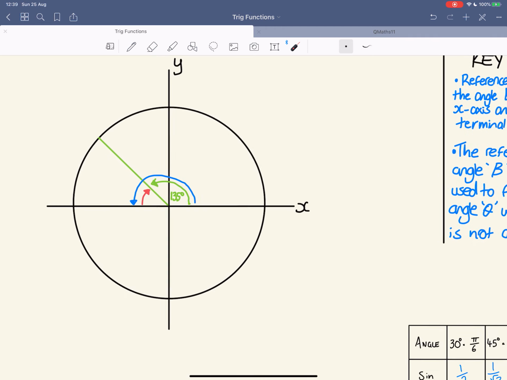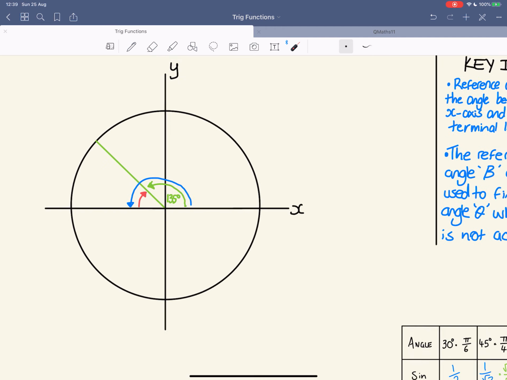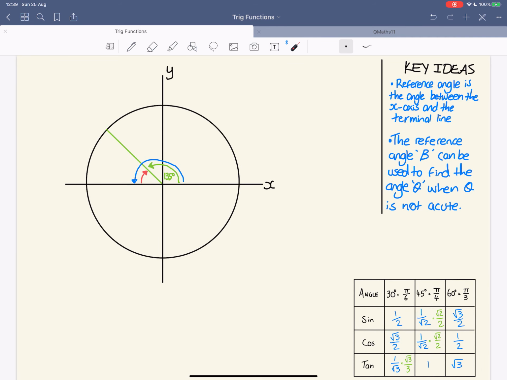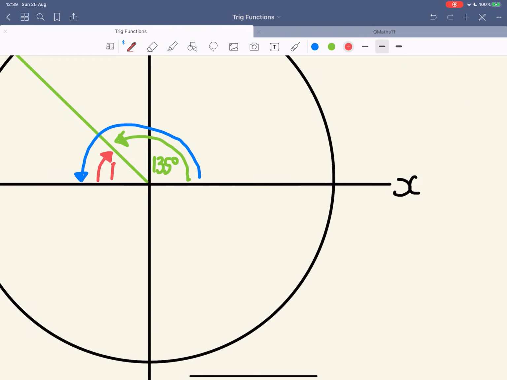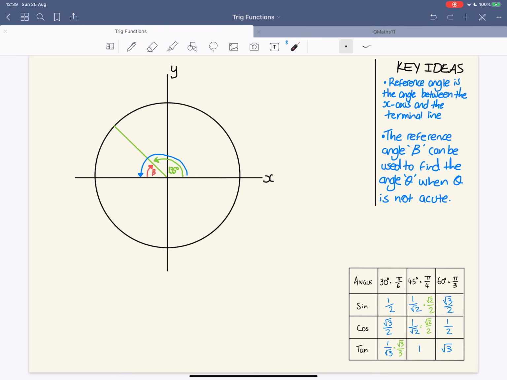So what's the whole point of this? Well, the reference angle can be used. I'm reading this key idea here. The reference angle, which we'll call beta, let me identify that here in the diagram. The reference angle can be used to find the angle theta when theta is not acute. So we have a non-acute angle here of 135 degrees. How do we do this?